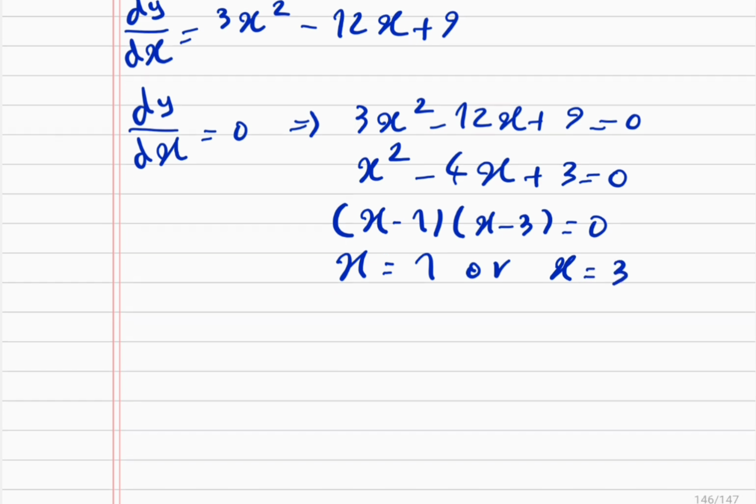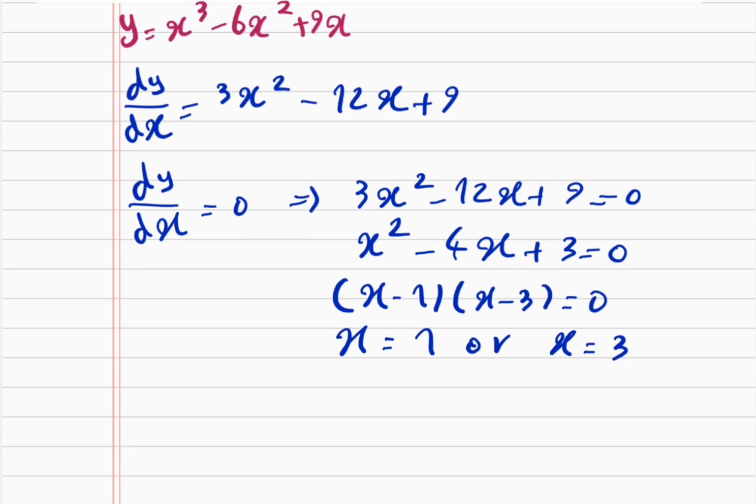Now that we have the solutions, we can find the corresponding y coordinates just to have the stationary points. So when x is equal to 1, then y is equal to 1 minus 6 plus 9, and that's just equal to 4. So let's write 4 here.